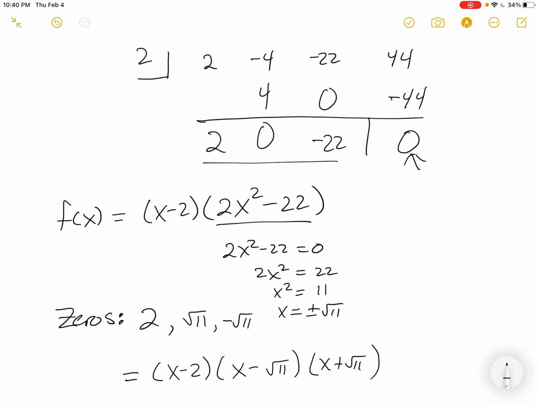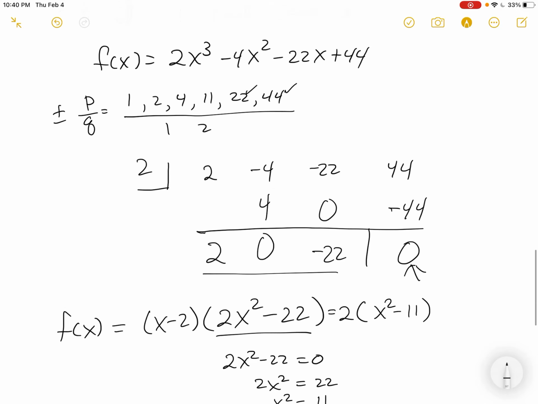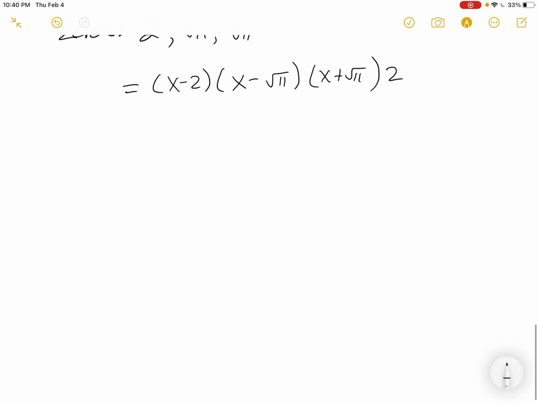Oh, and I apologize, they'll need a 2 out here as well, right? Because we lost that 2. So theoretically, we'd factor out the 2 and be left with x squared minus 11. We do need that 2 in there so that we get the 2x squared coming out. I'll model that again in another problem. But this is the challenge of this section, is to come up with these rational zeros.